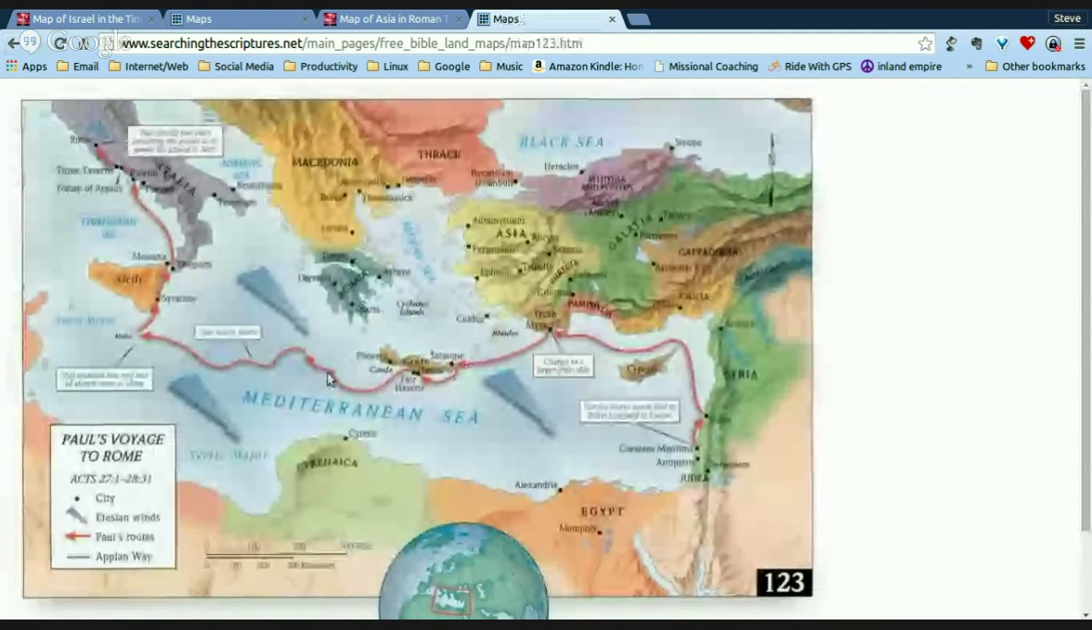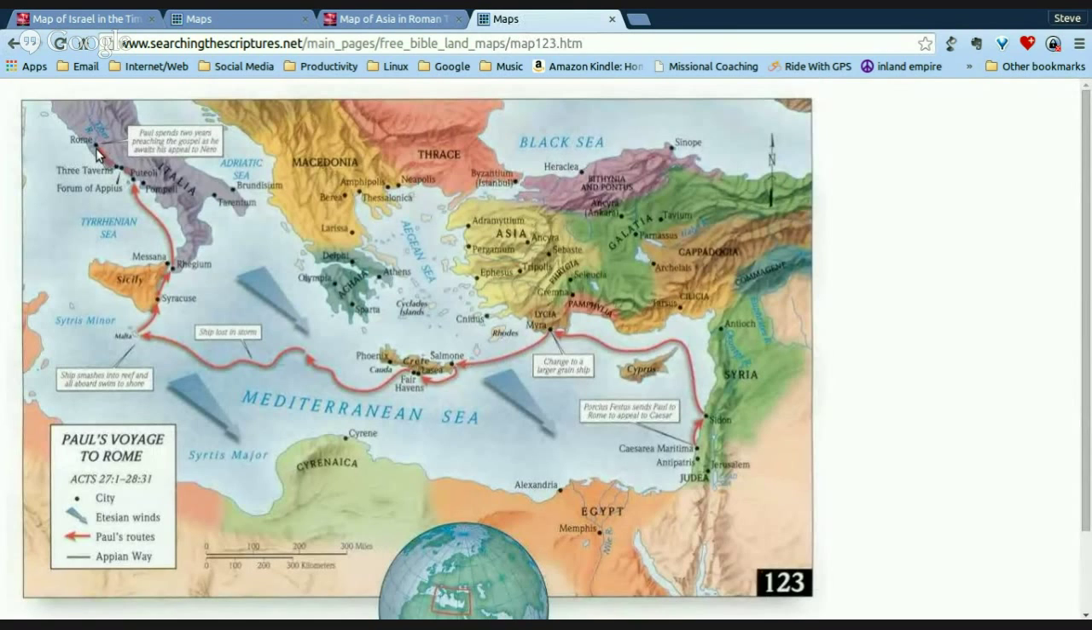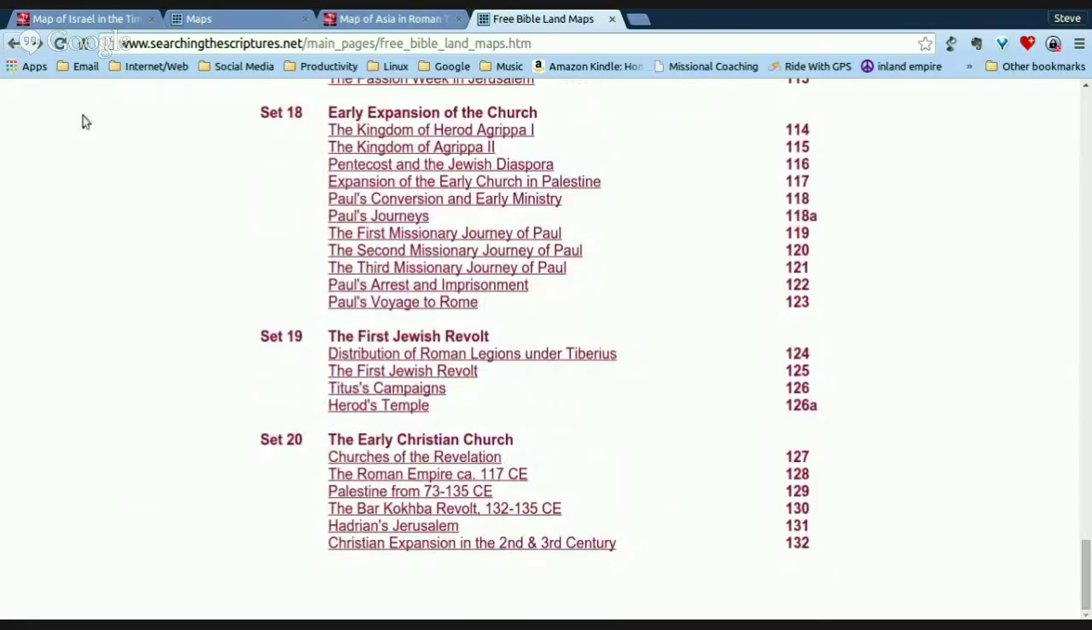This one takes him via sea. This is where he has a shipwreck, and he ends up in Rome as he appeals to Nero. And that brings the book of Acts to a close.